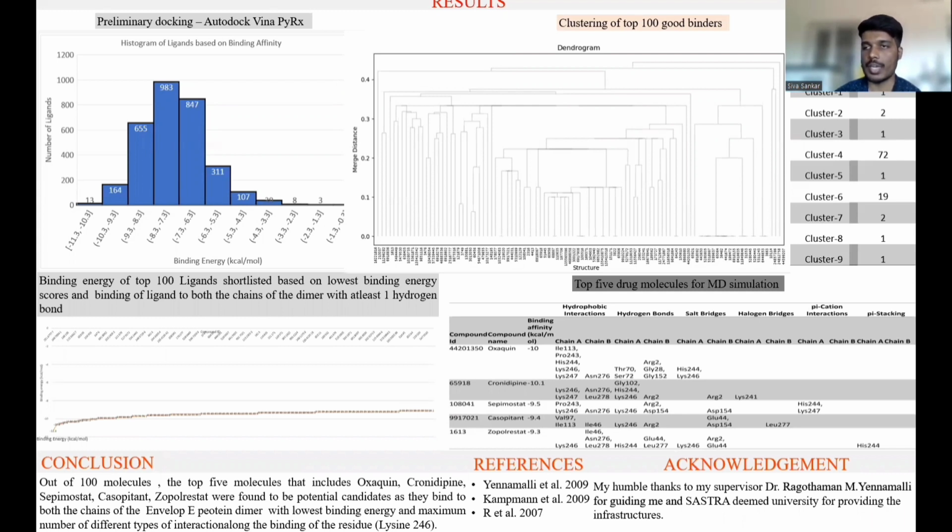The protein-ligand interactions were analyzed using the Protein-Ligand Interaction Profiler, an online tool. In this analysis, various interactions like hydrogen bonds, hydrophobic interactions, salt bridges, halogen interactions, pi-cation interactions, and pi stacking were analyzed, on which the top 5 molecules, including oxaquin, chromidopine, cebranopadol, casopitant, and zopolrestat, had the lowest binding affinities and the maximum number of different types of interactions along with binding to residue lysine 246.